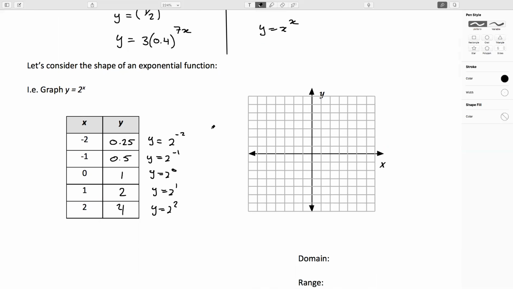So now we can plot these points. We'll use the same scale as what we see, so every little check, every square, is going to be worth 1. And it'll get a little messy. We have to estimate half or a quarter, but it should be okay. So we're going to go to minus 2 and 0.25, minus 1 and 0.5, 0 and 1, 1 and 2, and 2 and 4. And so our function takes a shape that looks something like this.